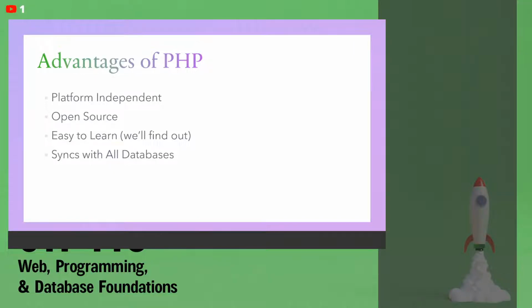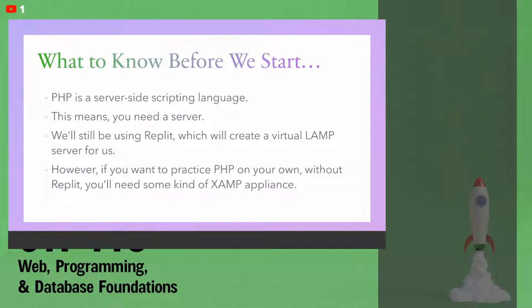So before we get started writing some code, it is important to remember that PHP is a server-side scripting language, which means that we need a server, right? Because we need that server to be able to actually compile the code that we write. Now, we'll still be using Replit. The type of Replit that we'll be using is going to change a lot because we'll be needing a Replit that will create a virtual server for us so that we can actually write our PHP and have it interpreted.